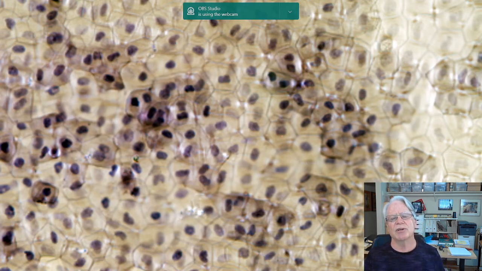So here now we're looking at a single layer of flat cells, simple squamous epithelium. Let me outline one of those cells. Here they are. Okay, so that's a single cell. Here's the nucleus, and you can see them all over. It's like a mosaic, a very chaotic mosaic.